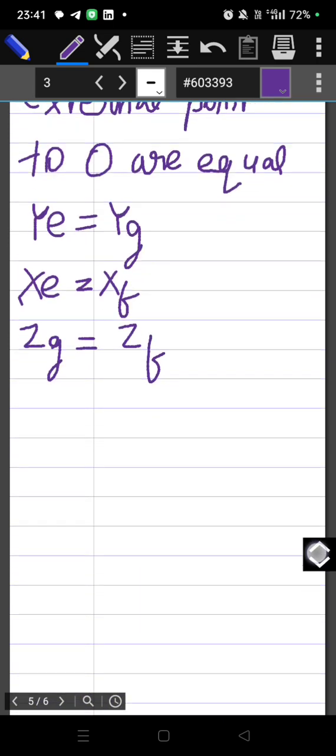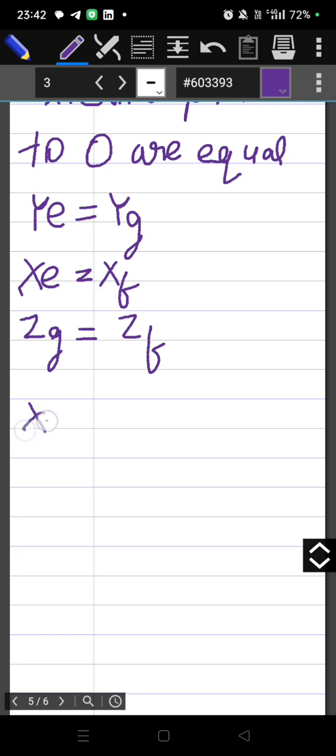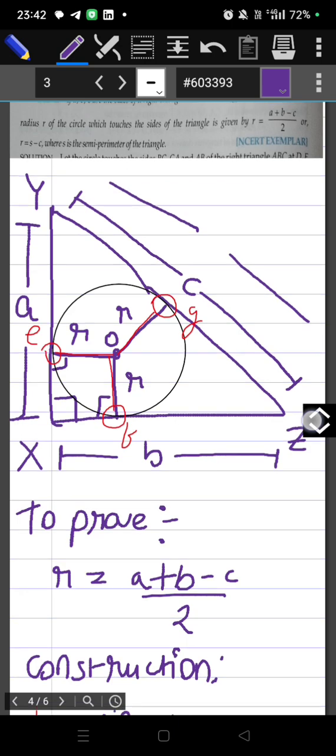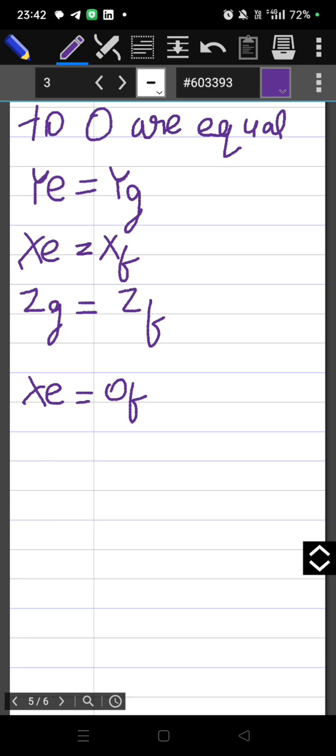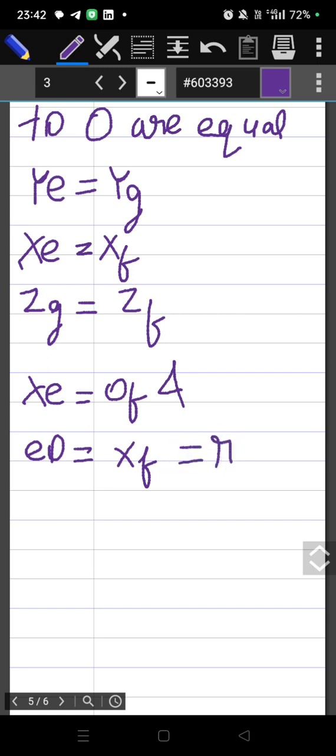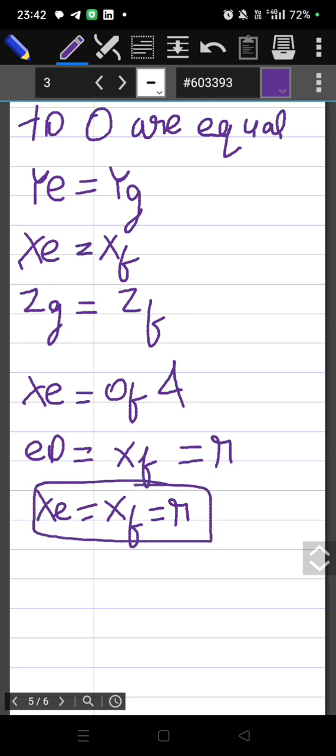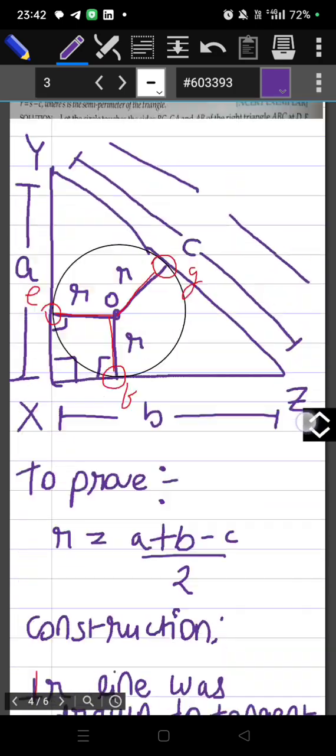So let me write here, XC equals OF and EO equals XF. EO equals XF, which is nothing but the radius. So now what we get from it, XC equals XF equals R. Okay, so this result is very important. I can also write it here, equal R.